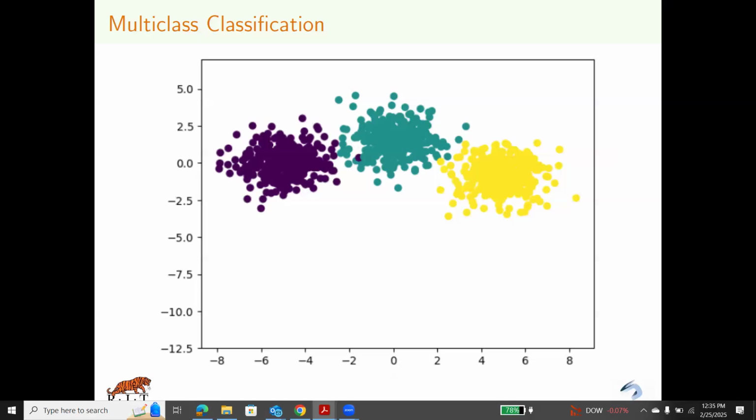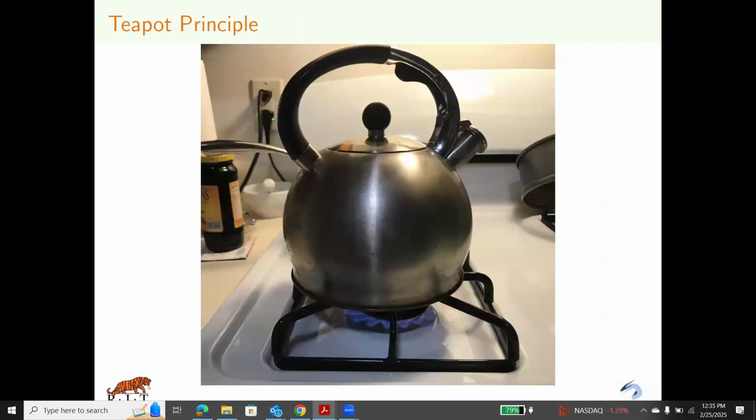Can we use k-nearest neighbors for classification? We also can, classify a point based on the closeness. But I want to use binary linear classification, not k-nearest neighbors. Could we do two lines instead of one, and then sum the ones and zeros after? Yes. So this is called the teapot principle.